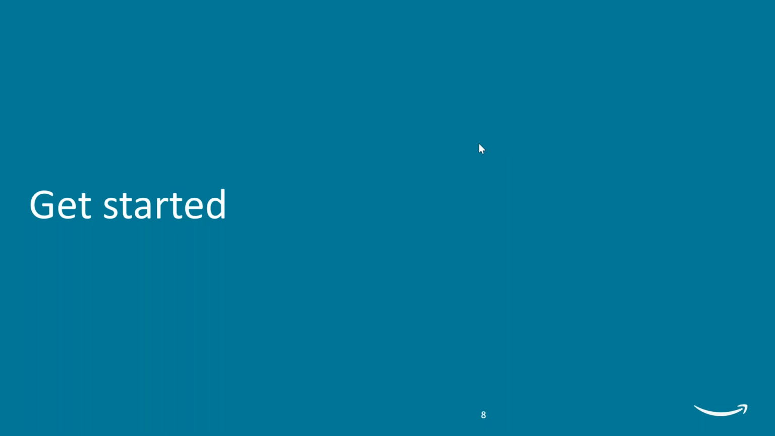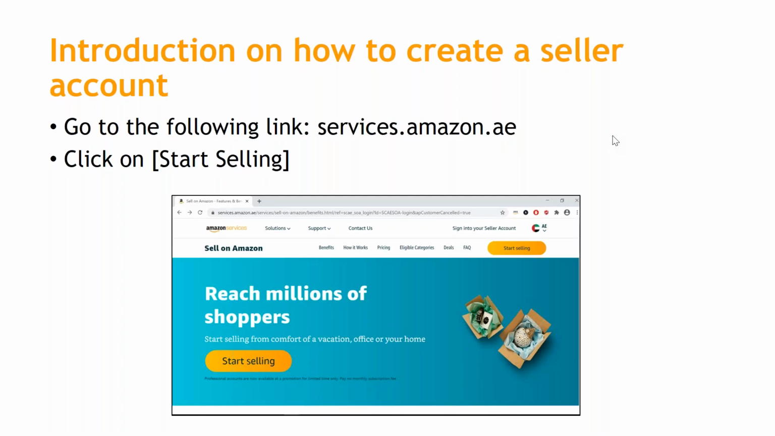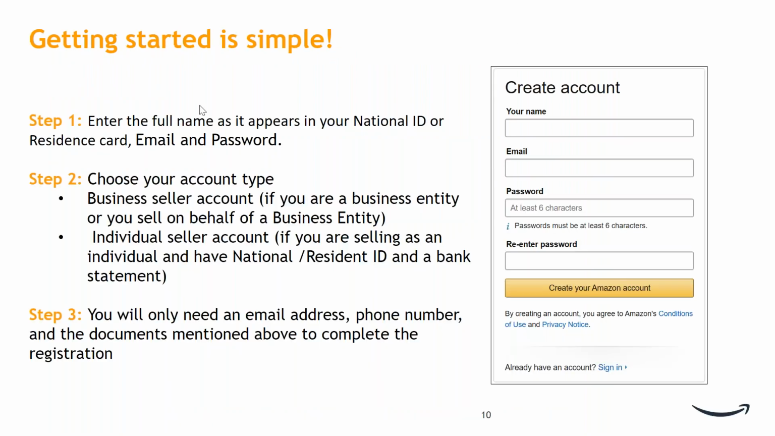Okay, so let us get started. The first thing that we need to know, or basically the first step that we are going to take when we want to start our business on Amazon, is to create a seller account. The steps for creating a seller account are very simple, very easy. First step, you go to the services website. It's called services.amazon.ae or .sa, depending on the country that you are in, and you click on Start Selling.